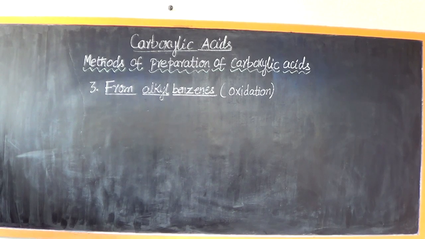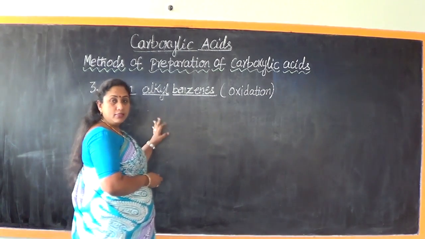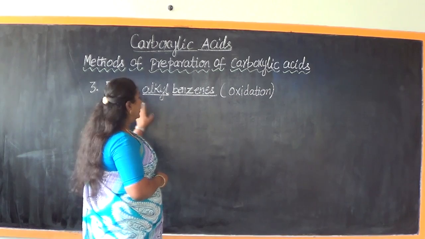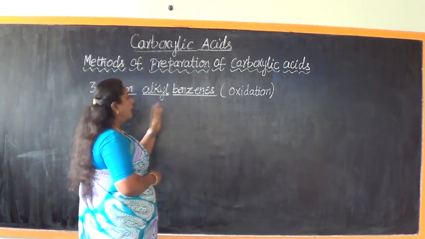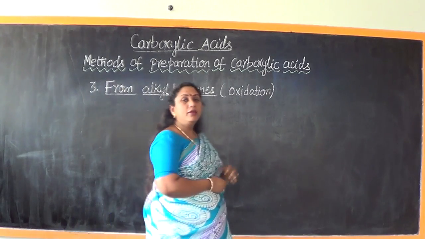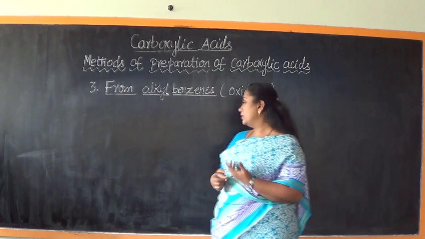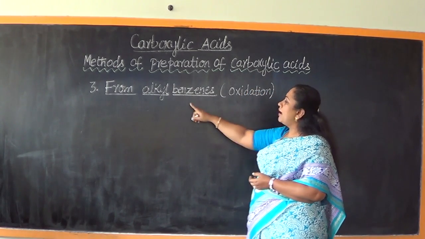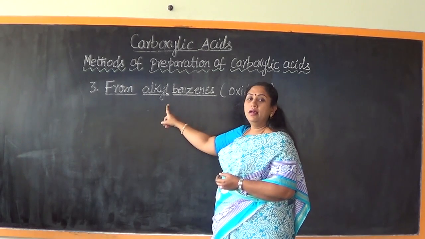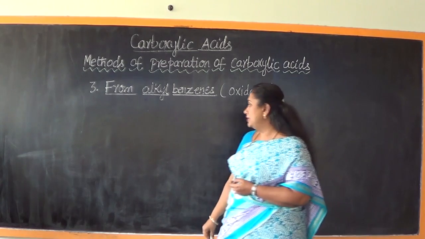In this video lesson, let us continue to understand the other general methods of preparation of carboxylic acid. Let us discuss in this video lesson regarding the obtaining of carboxylic acid from alkyl benzene as our starting raw material. Again, the phenomenon or the process involved is oxidation. What is alkyl benzene? An alkyl group attached to benzene ring is called alkyl benzene.